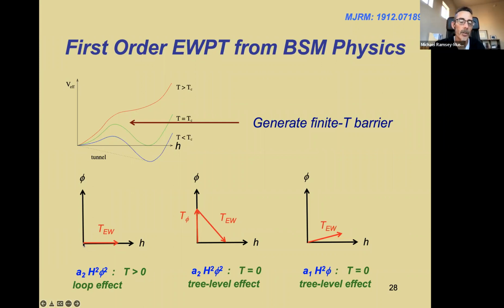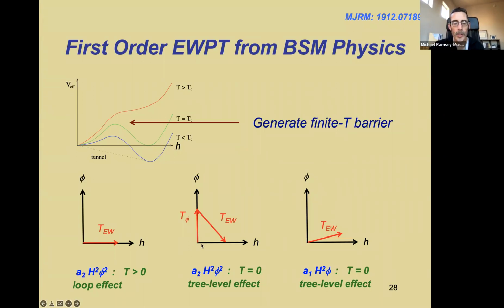The idea here is that the transition to the Higgs phase occurs in a single step at the electroweak temperature. And now if we introduce a Higgs portal interaction, h squared phi squared, with some coefficient I call a2, then at finite temperature, the presence of this interaction can make this transition first order, as we'll see later on, okay? So this is a thermal loop effect.